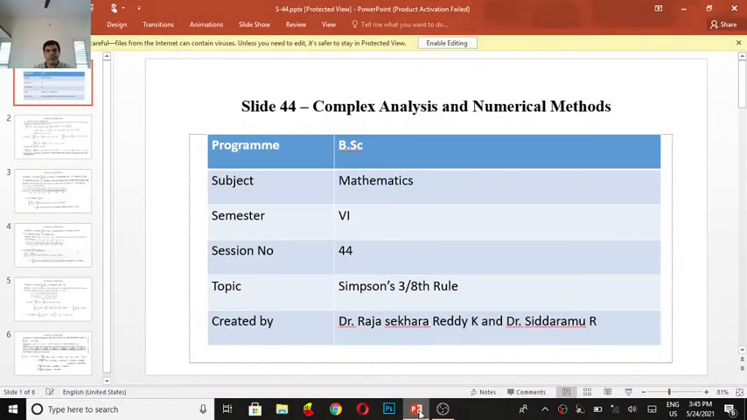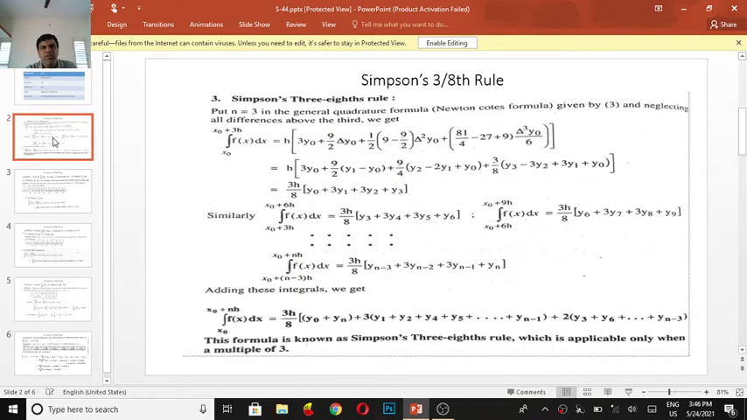Exercise 44. We come to some examples and problems on Simpson's 3/8 rule. We already derived the Simpson's 3/8 formulas in the previous slide. Now we derive the 3/8 rule and discuss a few problems.